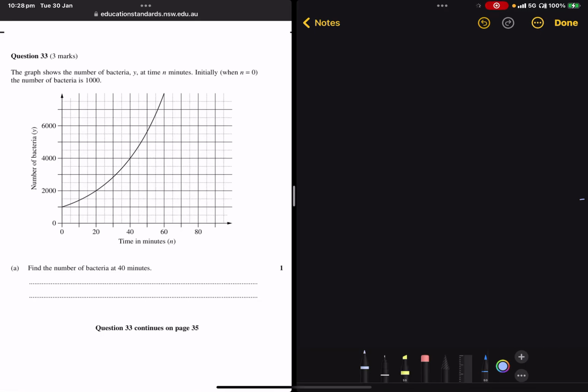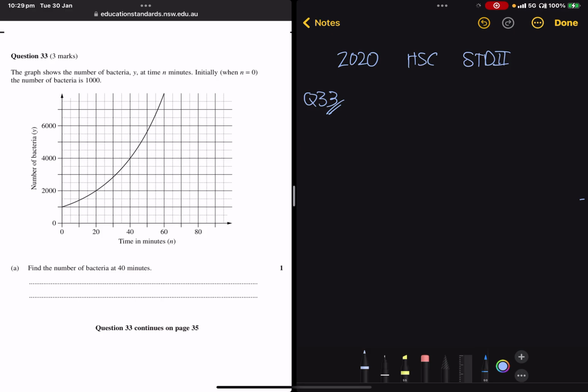Okay, so we're going to have a look at a question. This comes from the 2020 HSC Standard 2 Maths paper, and this is question 33. We're told the graph shows the number of bacteria Y at time n minutes. Initially, when n equals 0, the number of bacteria is 1,000. Find the number of bacteria at 40 minutes.